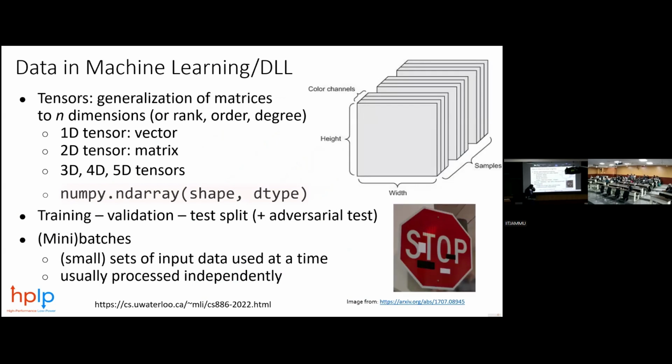Now, in terms of terminology, the foundational data elements of AI are tensors. Tensors are really generalizations of matrices. So basically, a 1D tensor is a vector, a 2D tensor is a matrix, and then you have multidimensional tensors. In Python, with the NumPy library, you declare them like that.